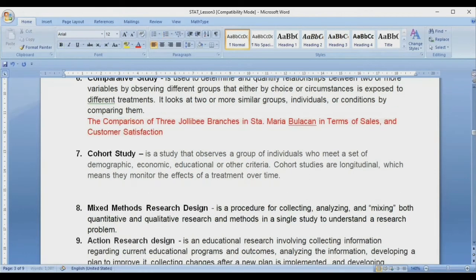Then cohort study, ito naman yung longitudinal. Parang the effect is being monitored over time. So hindi mo siya magagawa, yung research na to, in just isang upuan lang or nagpa-survey ka. Matagal ito. Pwedeng title, the dropout and retention rate of batch 2016.